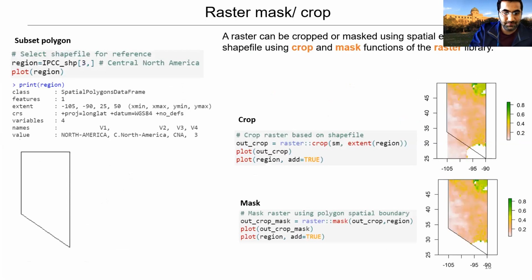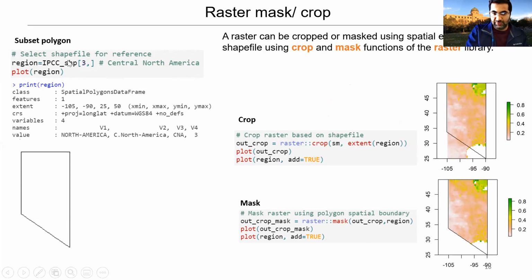So moving forward, now we want to see how we can use some of these features that we have seen in a bigger polygon or shapefile to crop or mask our raster data. So we'll use a shapefile to crop and mask our raster data, the soil moisture data.